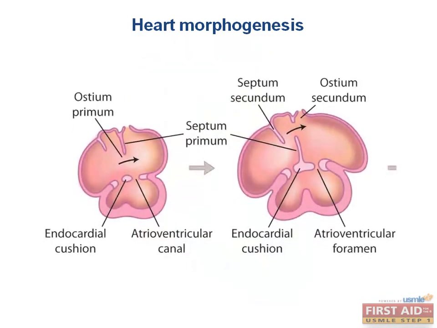So let's continue to review things because this is the only way you're going to learn them. Constant repetition. So again, the septum primum comes down, fuses with the endocardial cushion. We have degeneration of the superior aspect of the septum primum, forming the ostium secundum. The septum secundum will come down and cover the ostium secundum, forming the foramen ovale. The septum primum now serves as a unidirectional flap so that there is only flow from right to left.